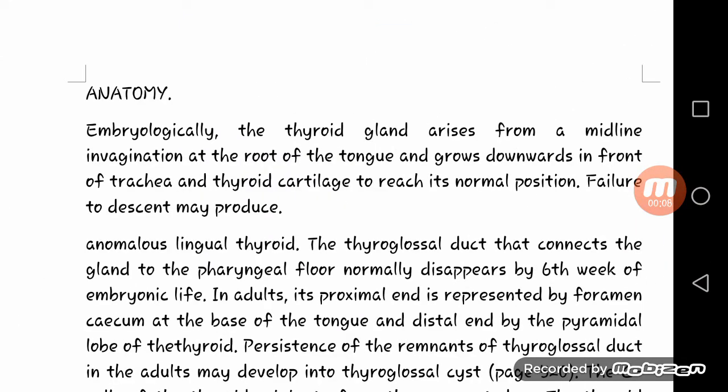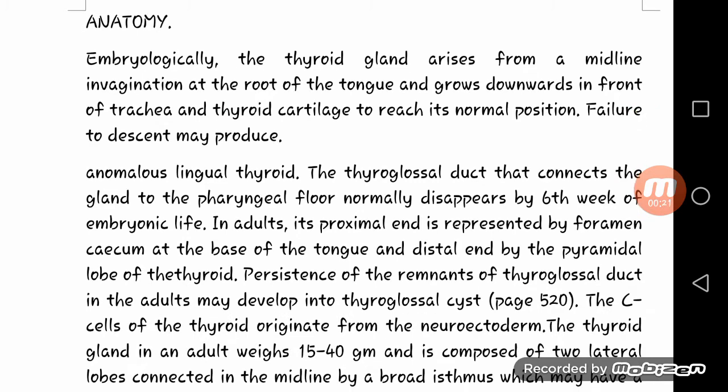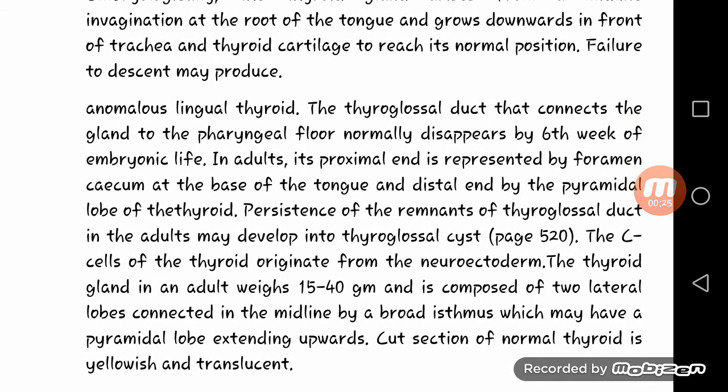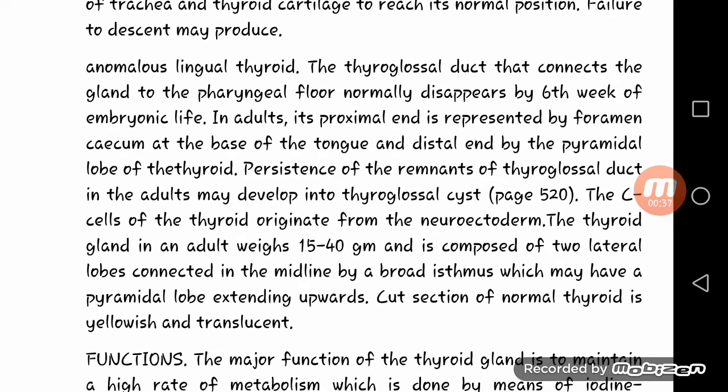So the thyroid gland arises from a midline invagination at the root of the tongue and grows downward in front of the trachea and thyroid cartilage to reach its normal position. Failure to descend may produce an enormous lingual thyroid. The thyroglossal duct that connects the gland to the pharynx floor normally disappears by 6 weeks of embryonic life.